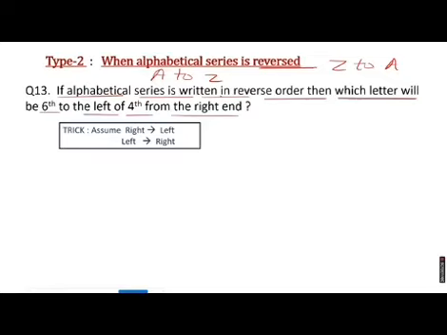Now it is given to you that which letter will be sixth from the left, and fourth from the right end. For solving this question, we have to use a trick, that is we have to assume right as left and left direction as right. So I'm just assuming this value in place of left, I'm assuming it right. So sixth from the right and fourth from the left.